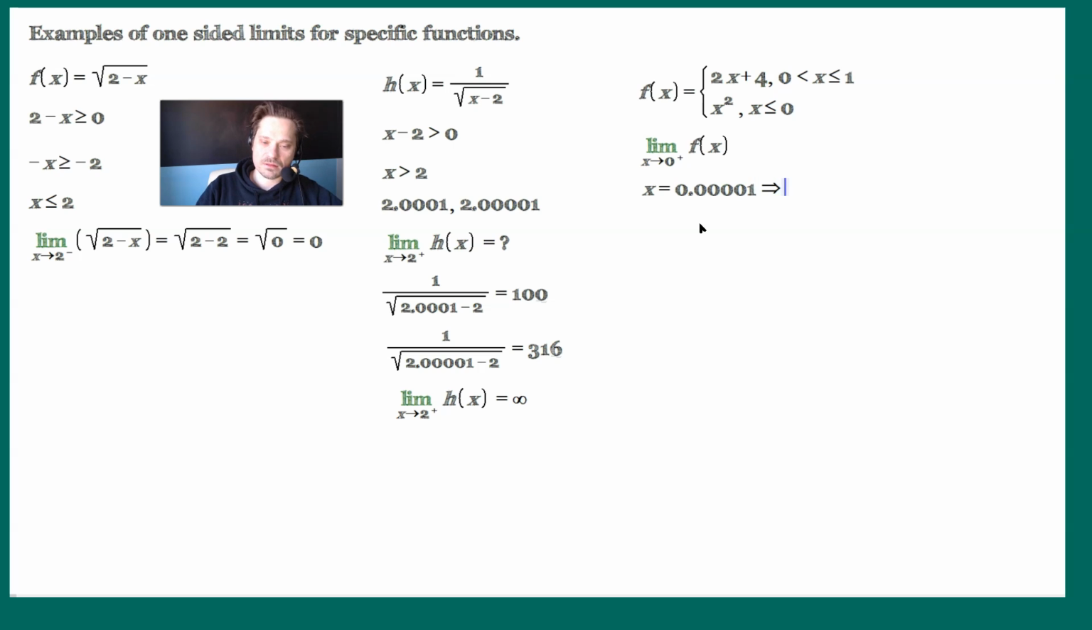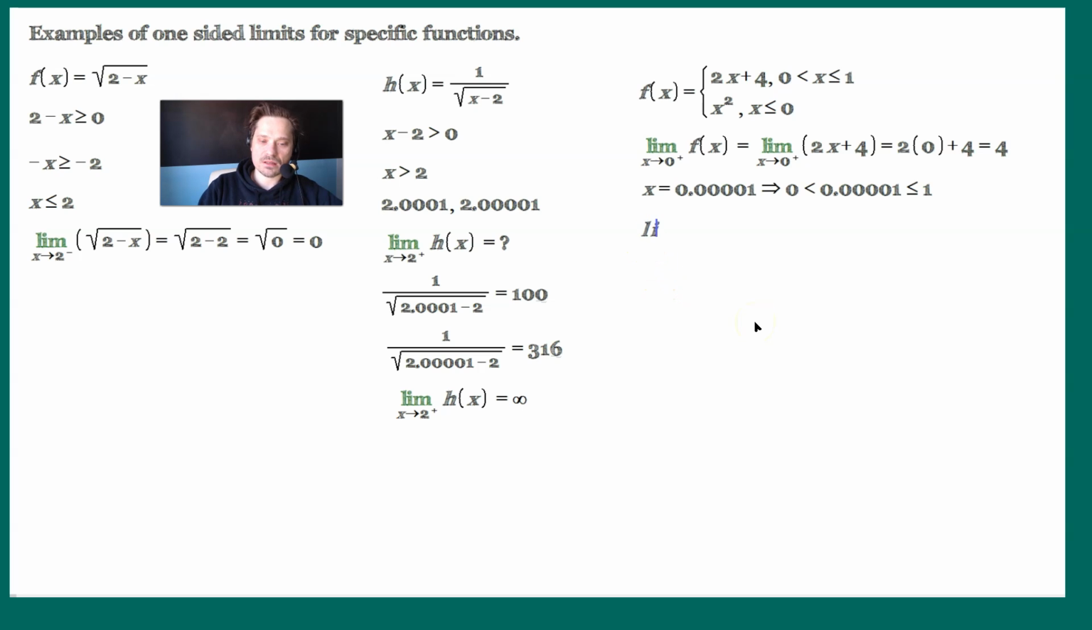That value fits within this interval: 0 is less than 0.00001, which is less than or equal to positive 1. It makes this top inequality true. Why do you want to see that? Because it tells you 2x plus 4 is the expression to be used when you take the limit. And then here we can have the following: the limit as x approaches 0 from the right side of 2x plus 4, and again that can be done through direct substitution. You have 2 times 0 plus 4, which is equal to 4. That's the value of the limit.